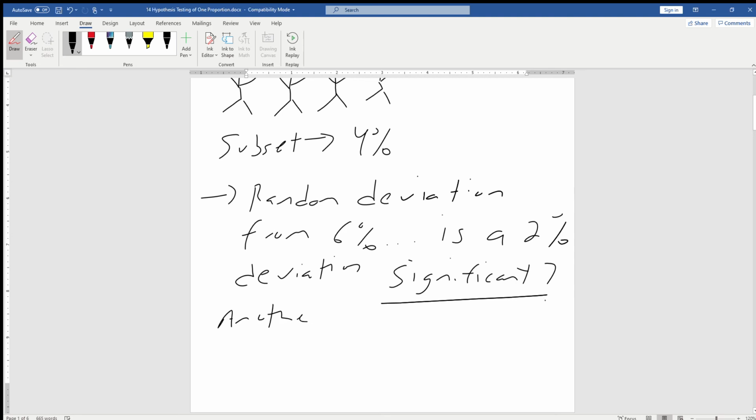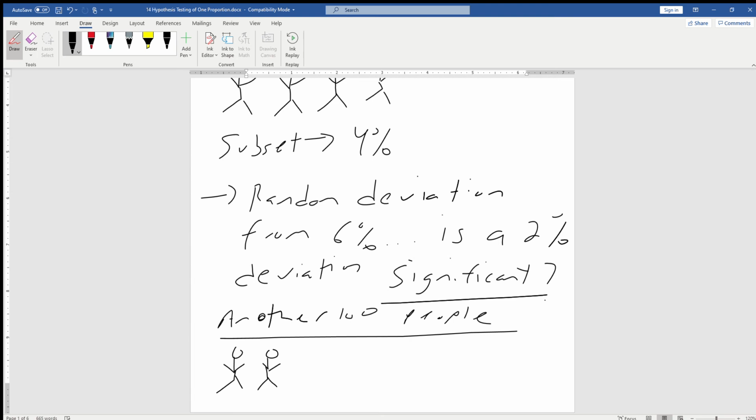So we survey another 100 people. All right, and if we survey another 100 people, I'm just going to count down the list. So I have 1, 2. So this time I only have 2 people out of 100. Okay, so 2% have O-negative. All right, so again, is the disparity big enough? And that's the question that we're trying to answer.